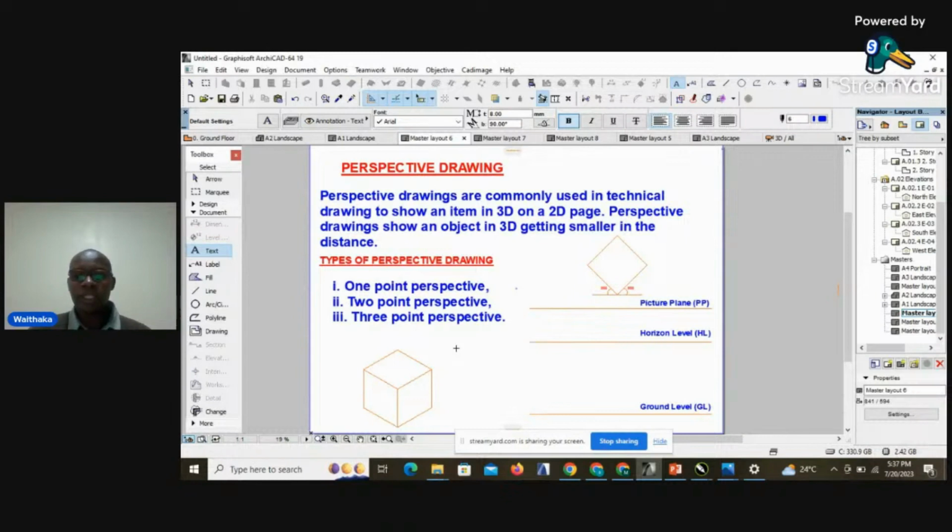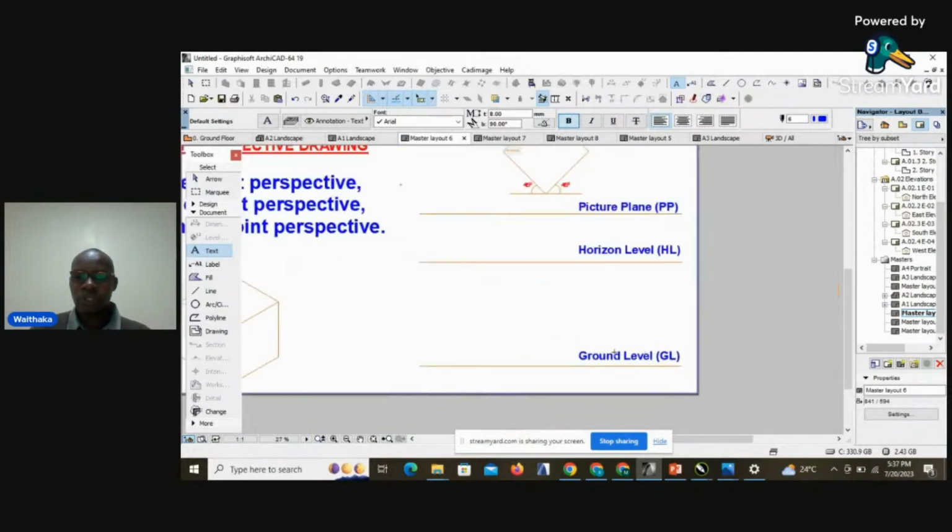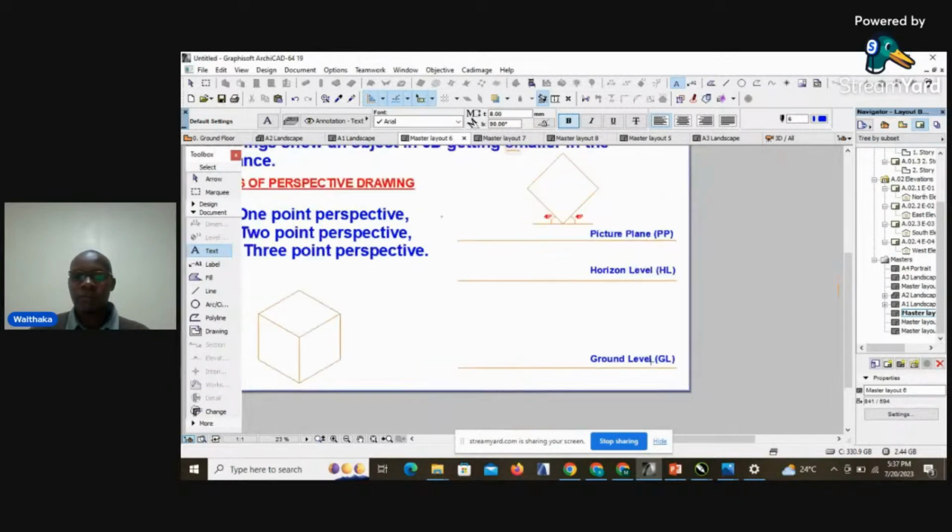Again, in perspective, we have various terms that we use, and we have what we call the ground level. We usually have a horizontal line that denotes the ground level. We also have another line that is in between the ground level and the picture plane, which is known as the horizon level. And finally, we have the picture plane. So ground level is basically where the observer usually is positioned. Horizon level will give us the center of vision of the observer, or the vanishing points for the perspectives.